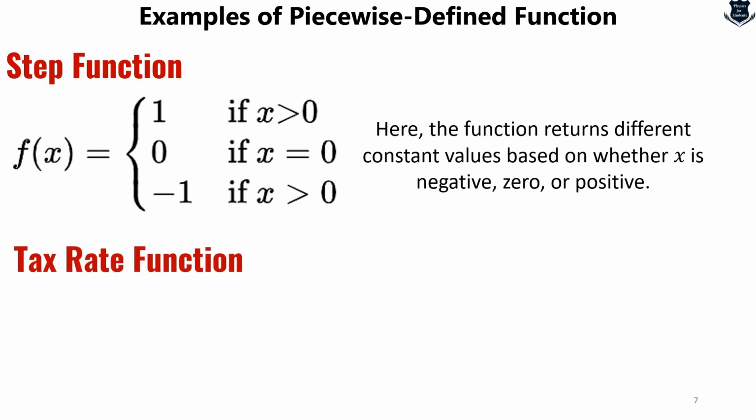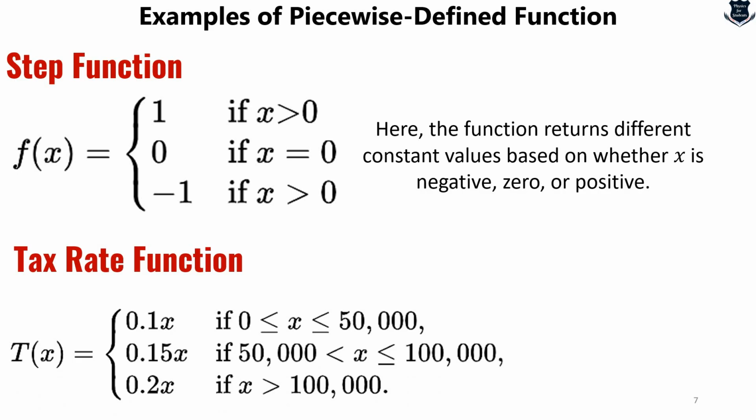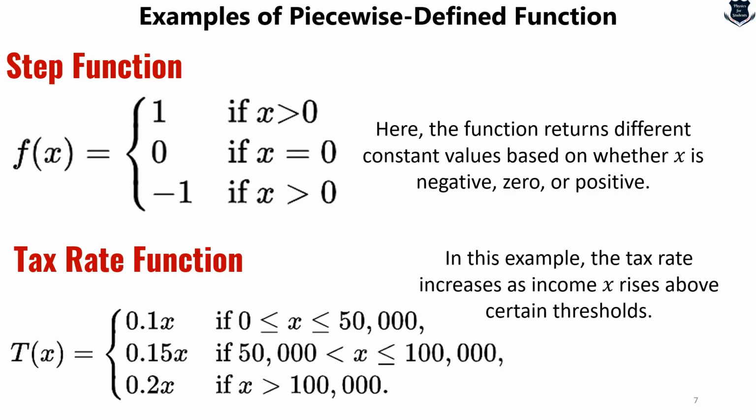The second one is called the tax rate function. We are just talking about tax rate, that your income, my income, and another person's income are different. So the tax rate function, as you can see, looks like this. As you can see in this example, the tax rate depends on whether income x lies within certain thresholds. So from here what you can see is 0.1x if x is between 0 and 50,000, then 1 lakh, and so on. So piecewise defined functions overall are useful when modeling situations where a certain set of rules or relationships changes based on different conditions or intervals.